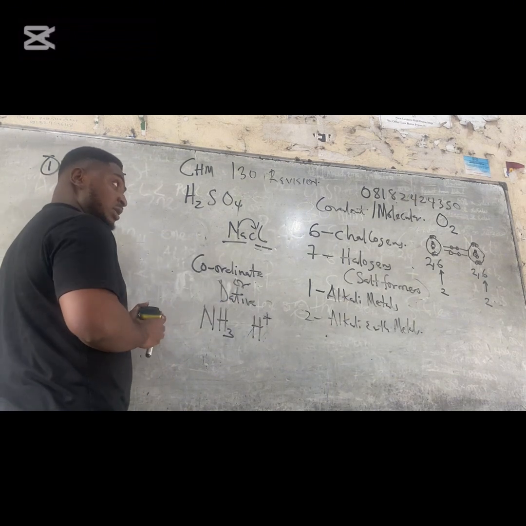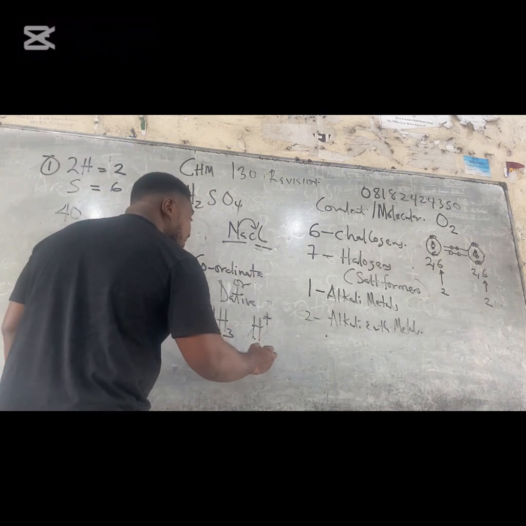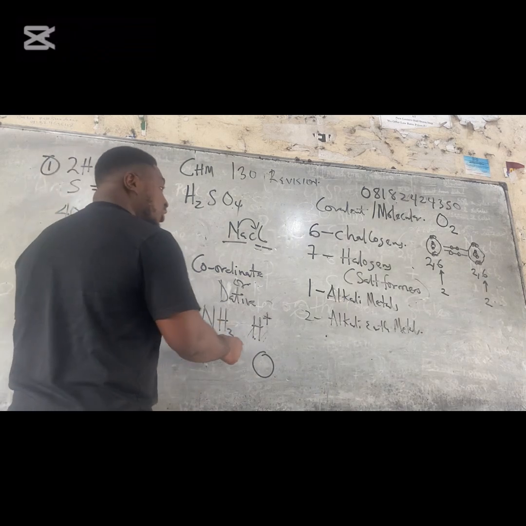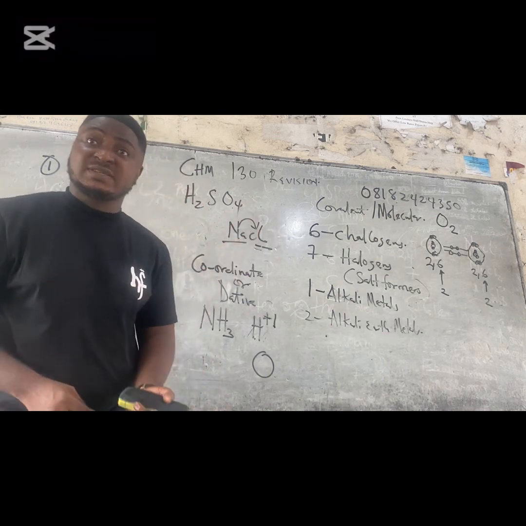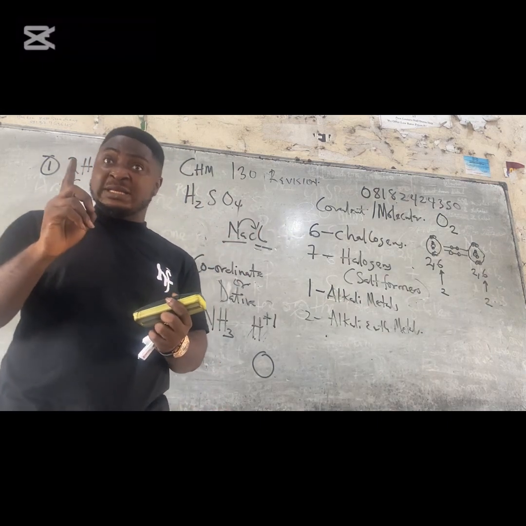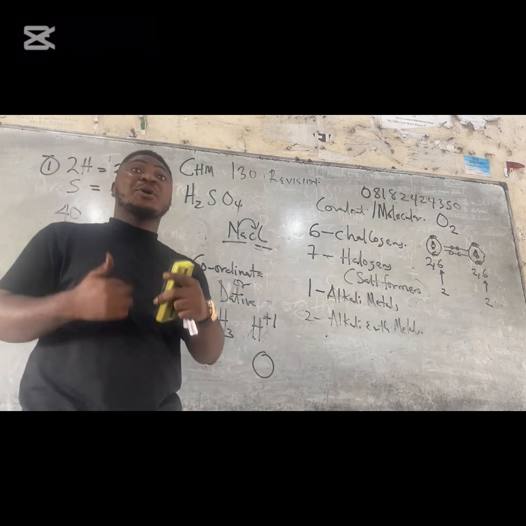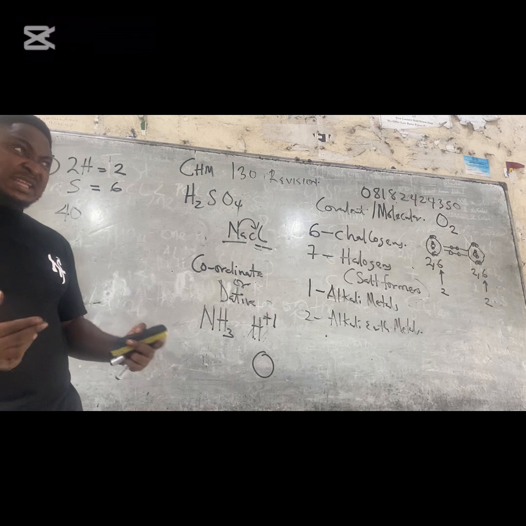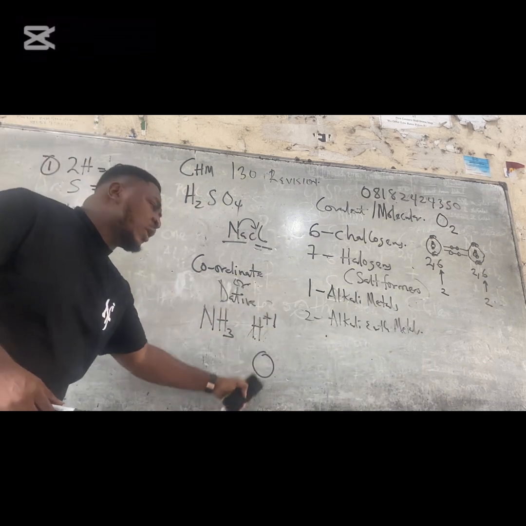NH3 and H plus. Class, anytime you are positive in chemistry, it means you have lost electrons. So this H plus means that this hydrogen has no electron. Normally hydrogen has just one electron, and H plus signifies that even that one electron has been lost. When you are positive, you have lost; when you are negative, you have gained. So plus one means this hydrogen has lost its one electron, so it has no electron.